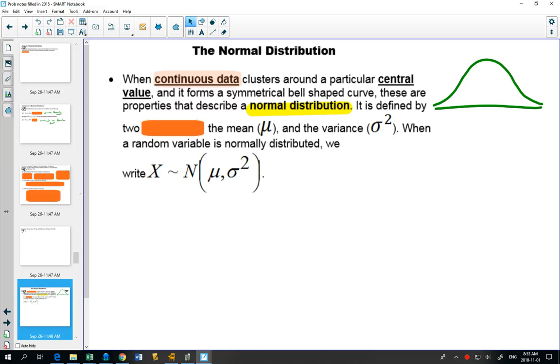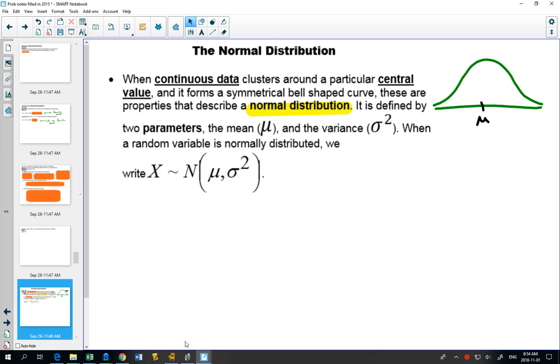A normal distribution has this nice curve that we call a bell-shaped curve. It's when we have continuous data around a central point, right in the middle, that's your mean. There are two parameters that describe your normal distribution: your mean and your variance.